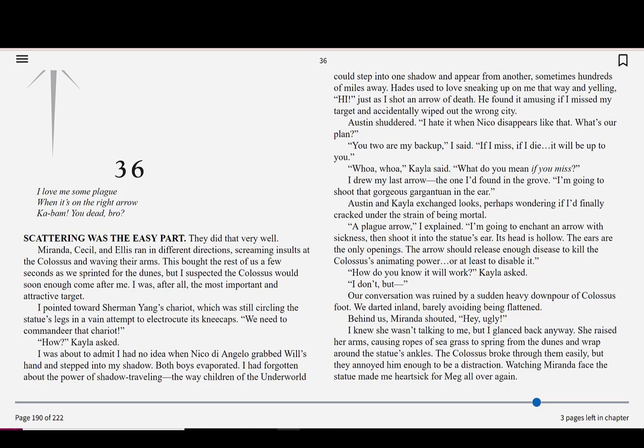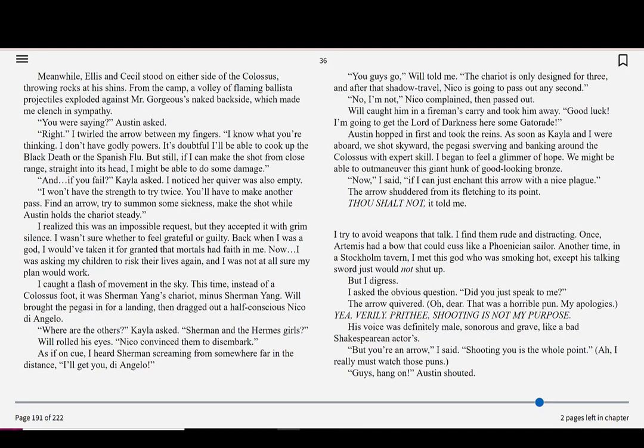Watching Miranda face the statue made me heartsick for Meg all over again. Meanwhile, Ellis and Cecil stood on either side of the Colossus, throwing rocks at his shins. From the camp, a volley of flaming ballista projectiles exploded against Mr. Gorgeous's naked backside, which made me clench in sympathy. You were saying? Austin asked.